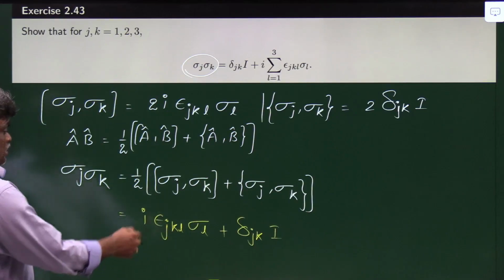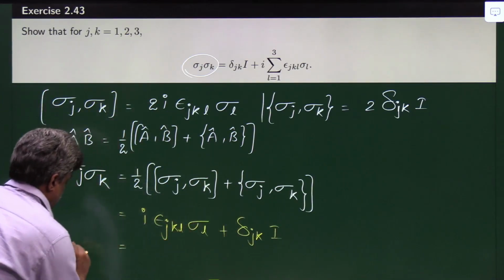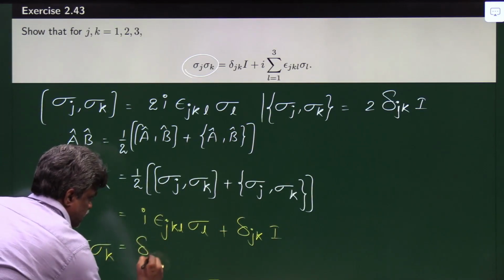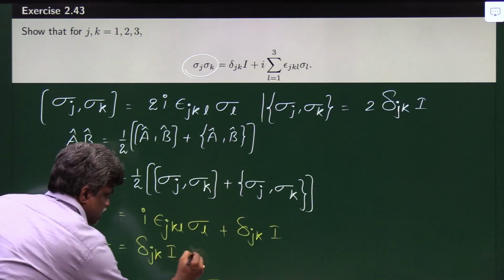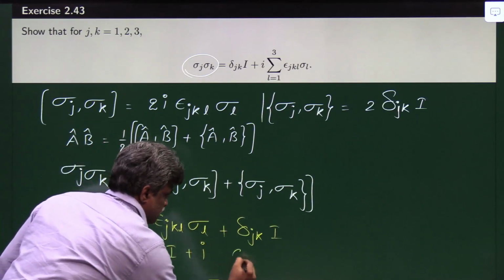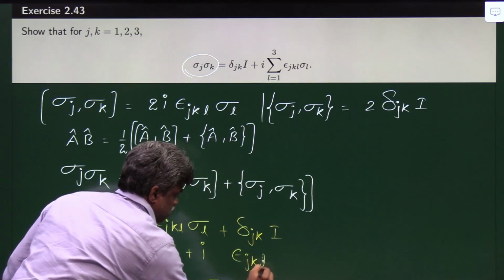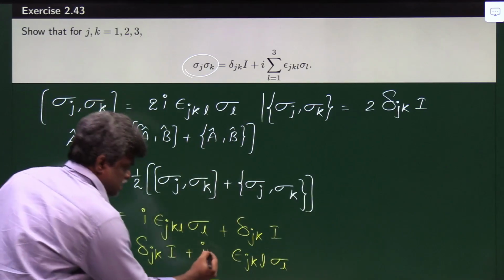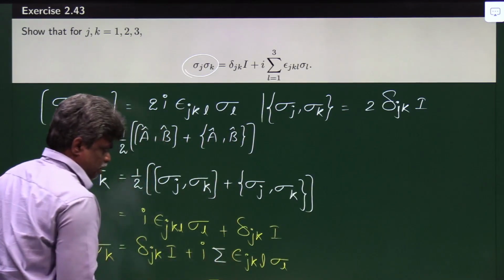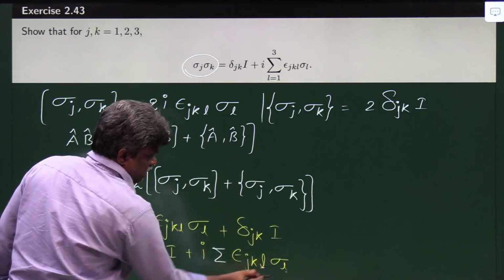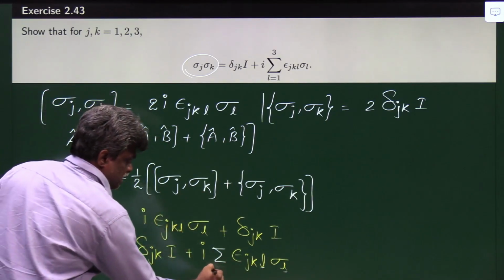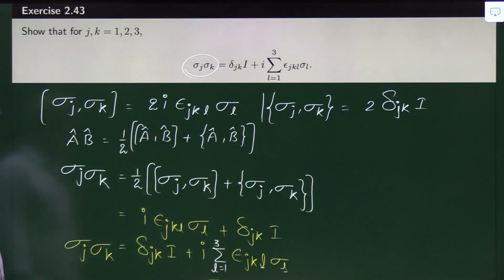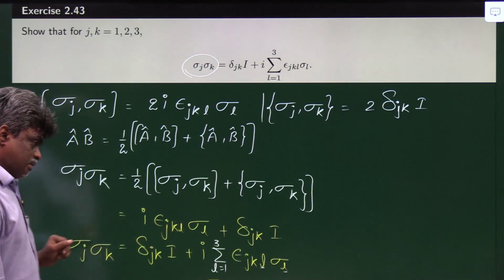Okay, so now if you just rewrite like this, sigma j sigma k equals delta jk identity plus iota sigma jkl sigma l. If you use the Einstein summation rule in tensor notation, here the index l is repeated twice, that's why this is the summation over l. That's it. If you have any doubt, please contact.